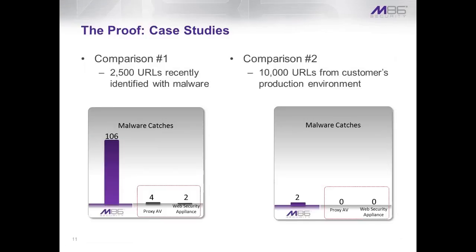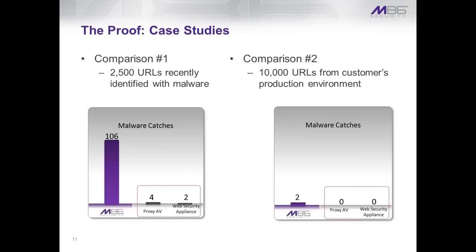So, the proof. Let's go back to our case studies. Remember the 100,000 user financial institution that spent $2 million annually to remediate malware? They ran a side-by-side comparison of 3 web security vendor solutions: a web security appliance, a proxy AV, along with the M86 Secure Web Gateway. In the test, the organization used 2,500 URLs that had been recently identified as containing malicious content.